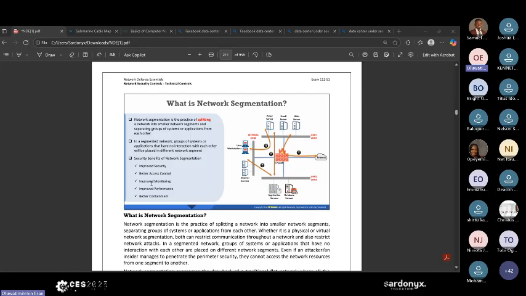Now, what are the security benefits of network segmentation? Improved security, of course. Better access control, which is what I just said. Improved monitoring, improved performance, and better containment. So if there's an issue and you have segmentation well placed, you can easily contain that problem. It doesn't need to spread to all your systems, and it will minimize your financial loss in case of any data breach or attack.